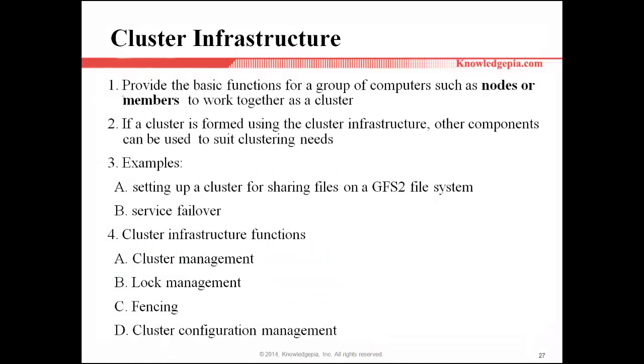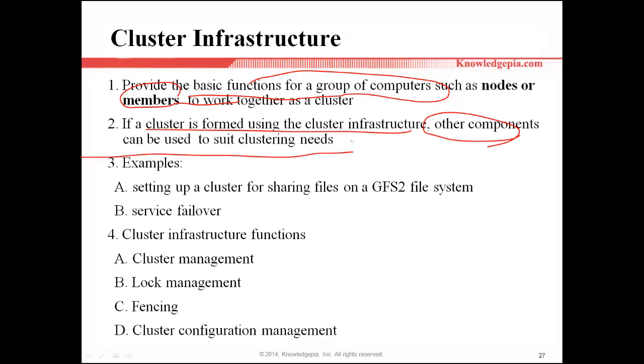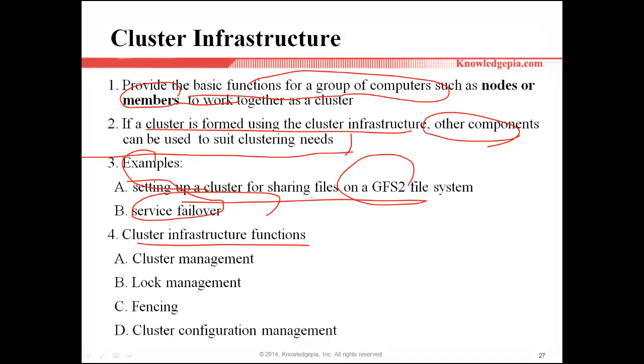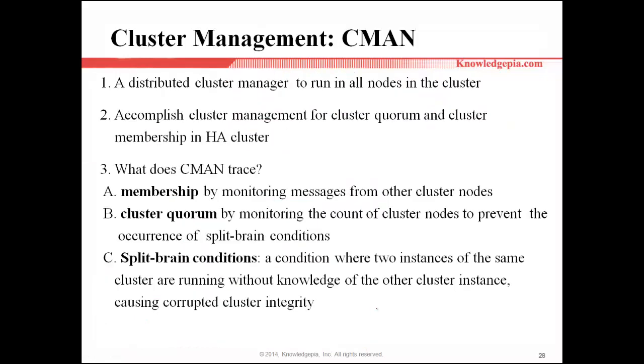Cluster infrastructure, as I already told you, provides the basic functions for a group of computers. The computers in this group we call nodes or members. Once a cluster is formed using the cluster infrastructure, other components can be used to suit the clustering need, for example setting up the cluster for sharing files on GFS2 or CLVM. It can also supply failover as well. Cluster infrastructure functions include cluster management, lock management, fencing, and cluster configuration management. CMAN is the cluster manager, a distributed cluster manager. So we need to start this service to manage our cluster service.